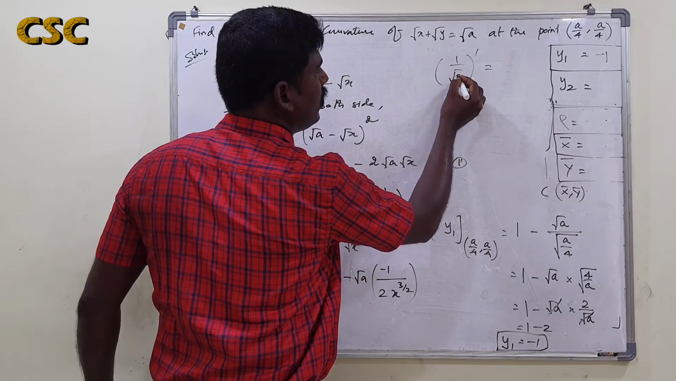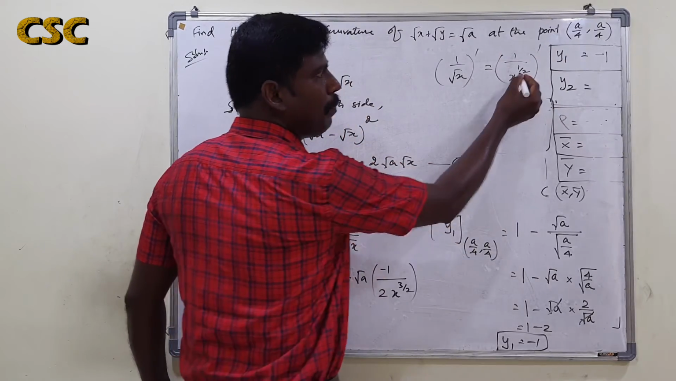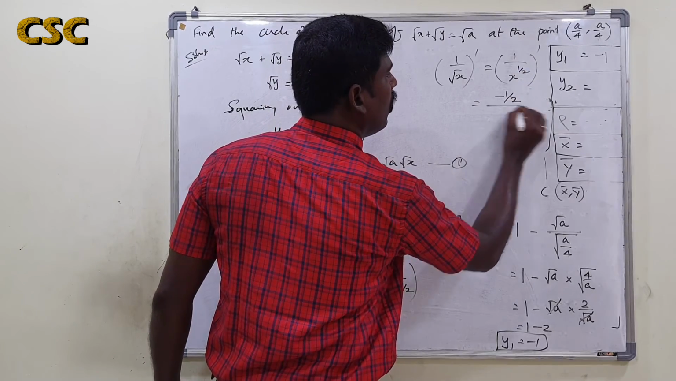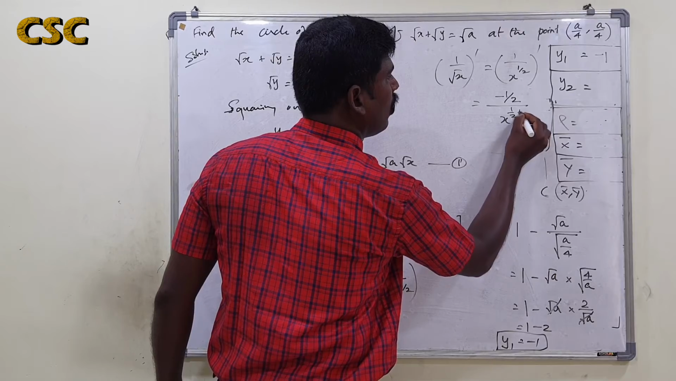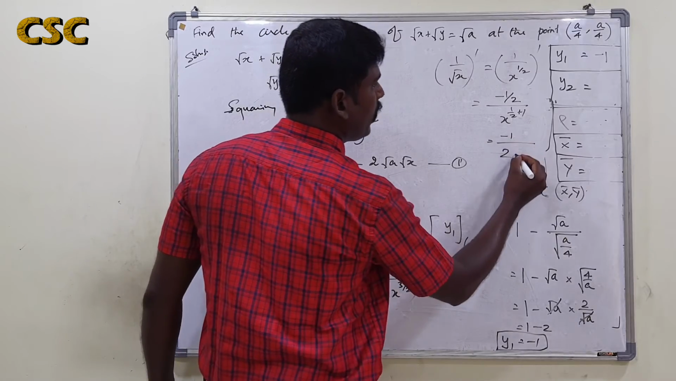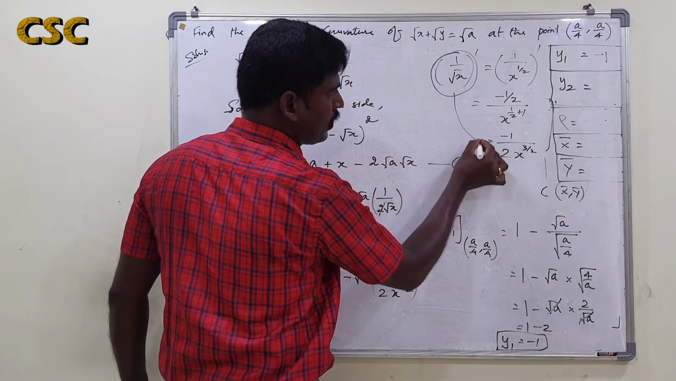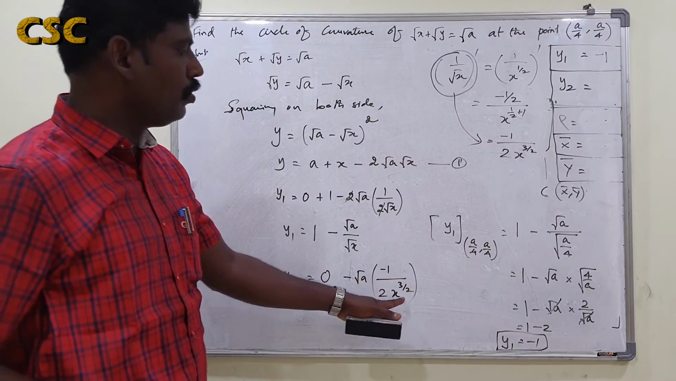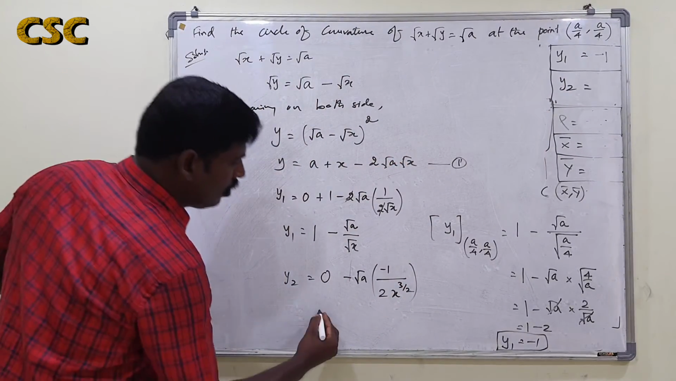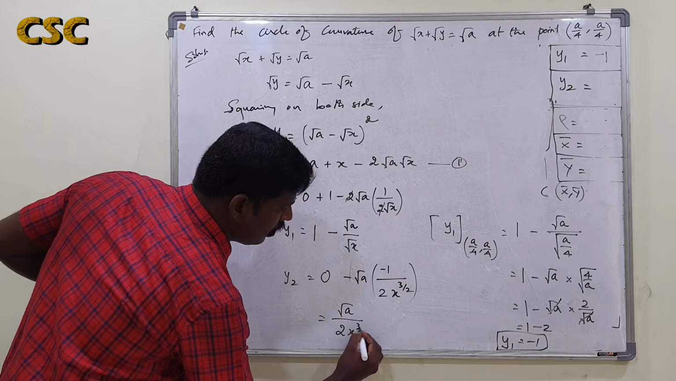Root x can be written as 1 by x to the power 1 by 2. We can apply the formula for the derivative of 1 by exponent: minus n by x to the power n plus 1. So minus 1 by 2 into x to the power 1 by 2 plus 1, that is 3 by 2. I write it directly here; just keep it in your mind. So minus minus becomes plus: root a by 2 into x power 3 by 2 is the value of y2.